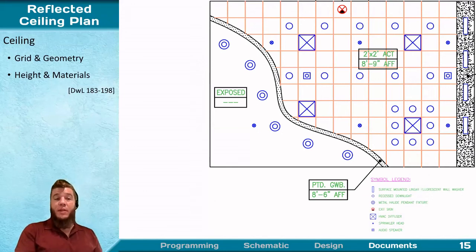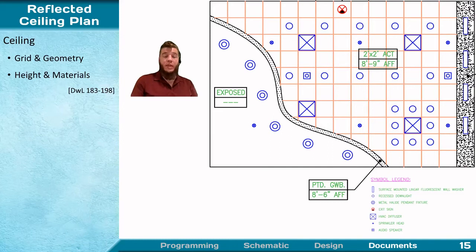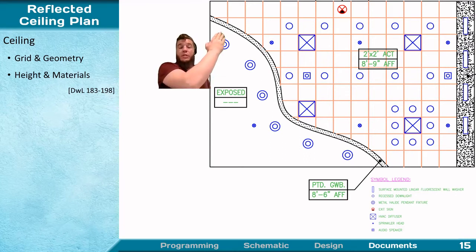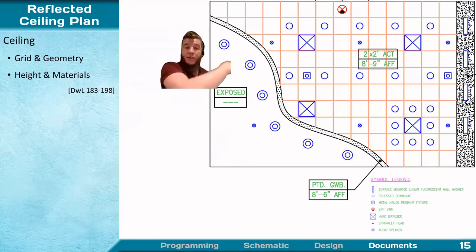Taking a look first at the reflected ceiling plan here. There are several elements that are common to all reflected ceiling plans, and we can take a look at that right here. Obviously, what we need to start with is our ceiling grid and geometry. You can see that here where you have an exposed section of the ceiling, which is adjacent to a set of ceiling tiles behind this suite.